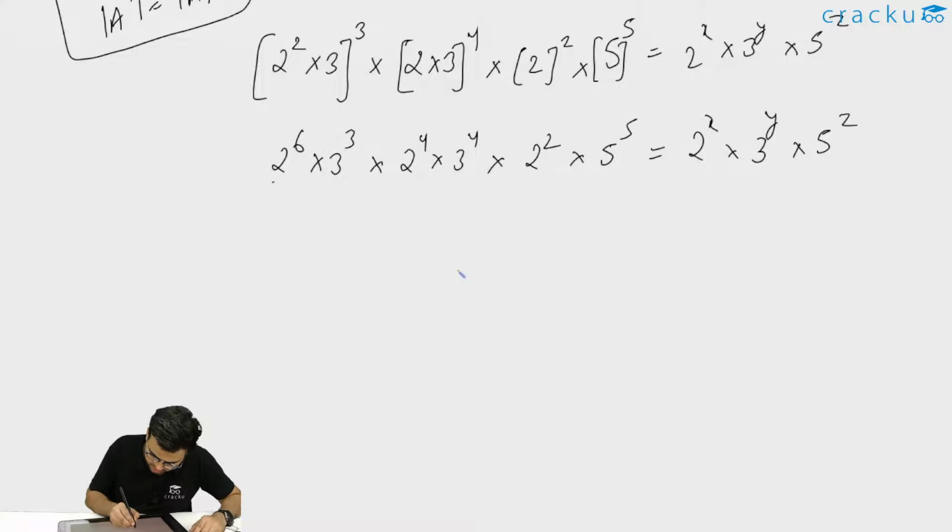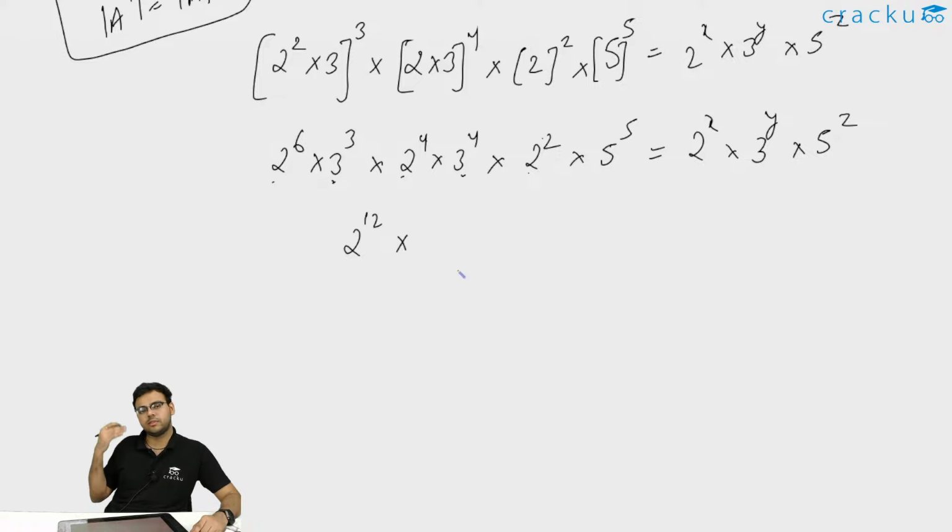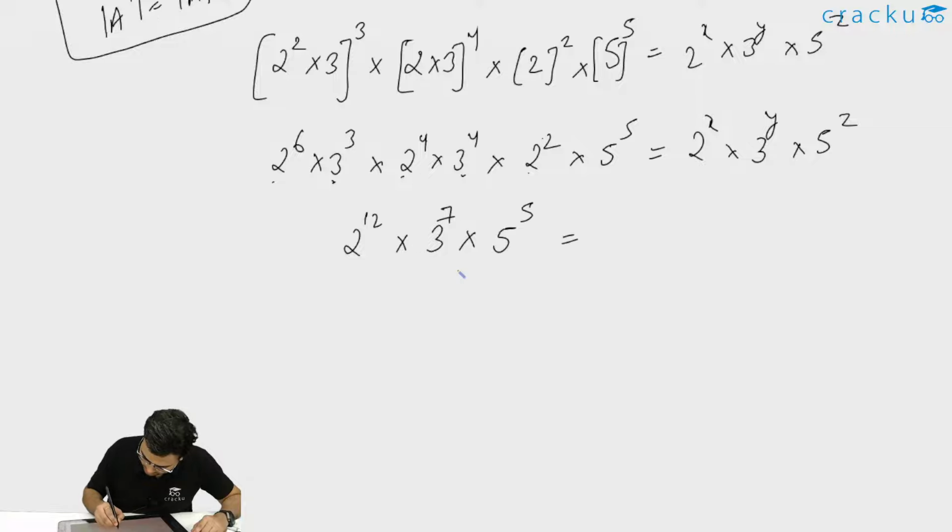Now this is 2 and this is 2, the powers will add up. So 6 plus 4 plus 2 is 12. So this will be 2 to the power 12 into 3 to the power, they will add up. So 3 and 3 are here. So 3 to the power 3 into 3 to the power 4 will be 3 to the power 3 plus 4, this is 3 to the power 7, into 5 to the power 5, is equal to 2 to the power x into 3 to the power y into 5 to the power z.